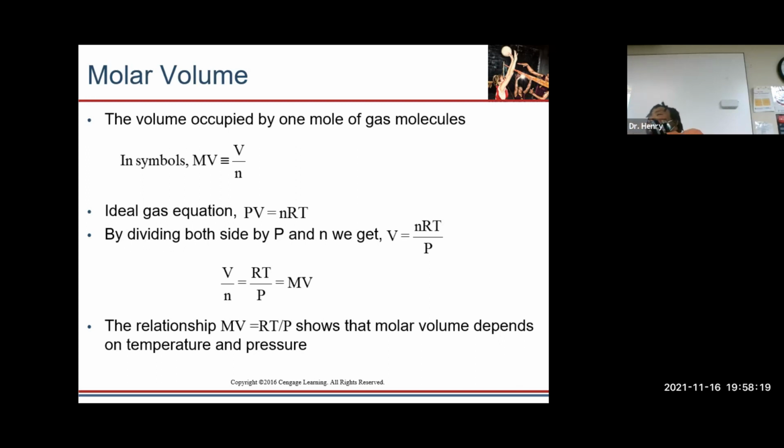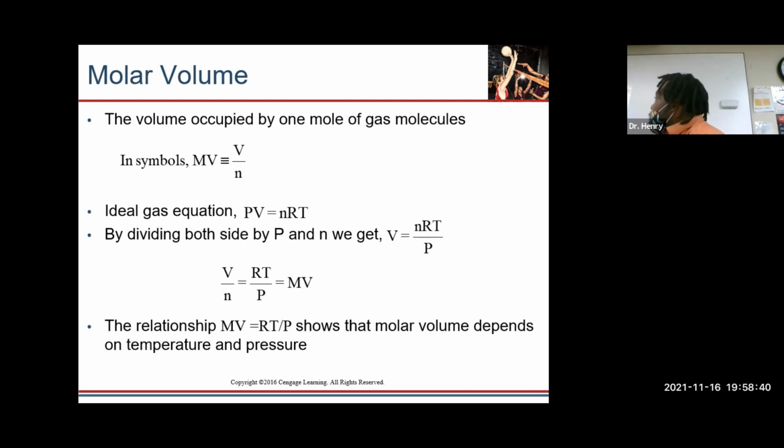I said, what would be the units for molar volume? If grams per mole was the units for molar mass, what would be the units for molar volume? Liters per mole. That is correct.